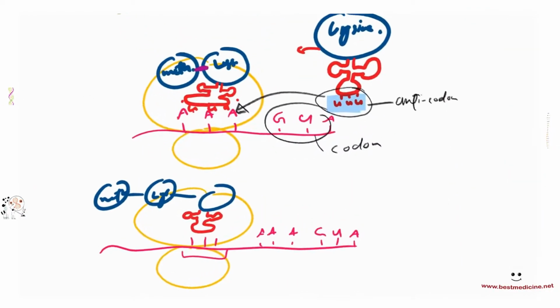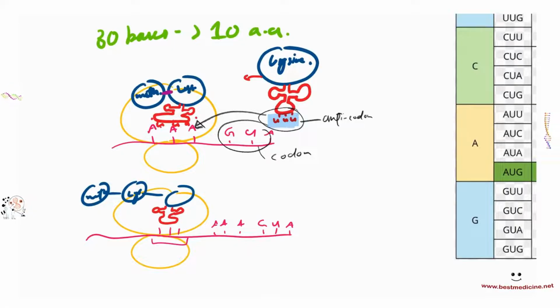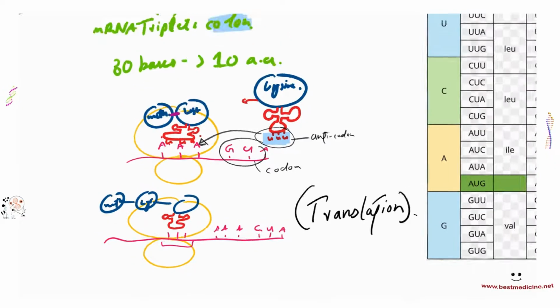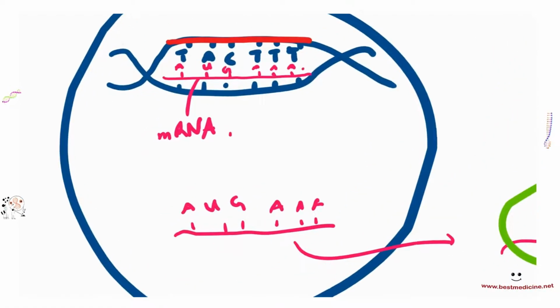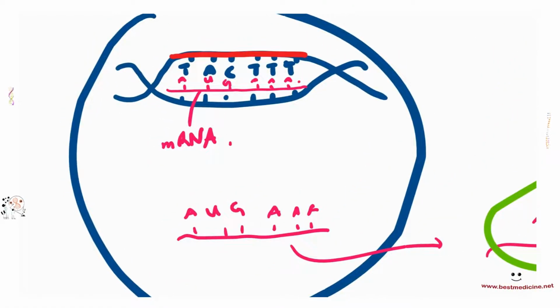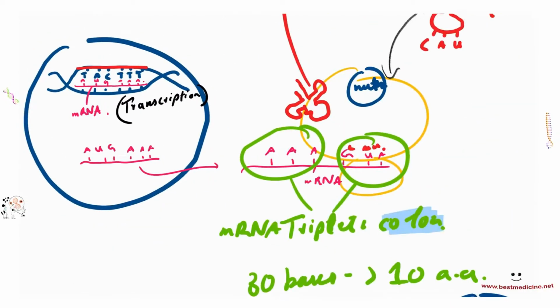Now, this particular step in which we make the protein, just for your knowledge, is called translation, because you're translating the mRNA. Well, this one here, when you're transcribing the DNA into mRNA, is called transcription. And that is how proteins get made.